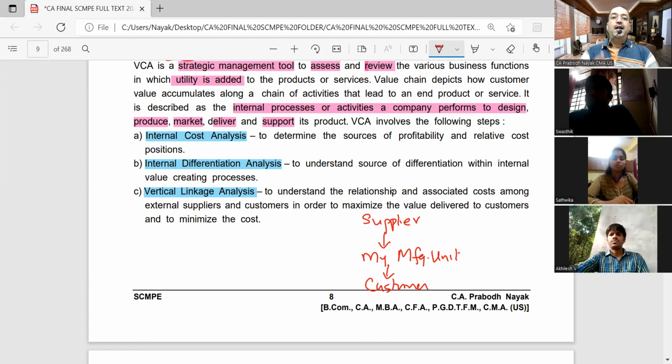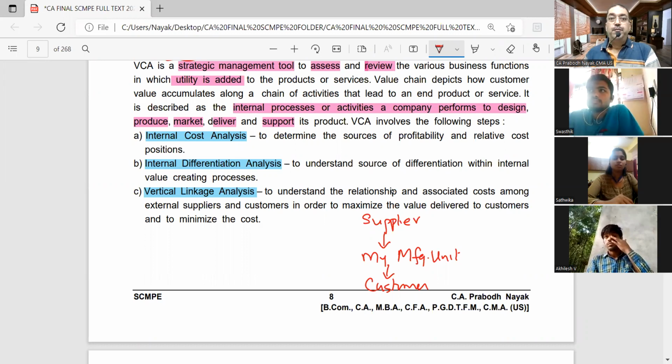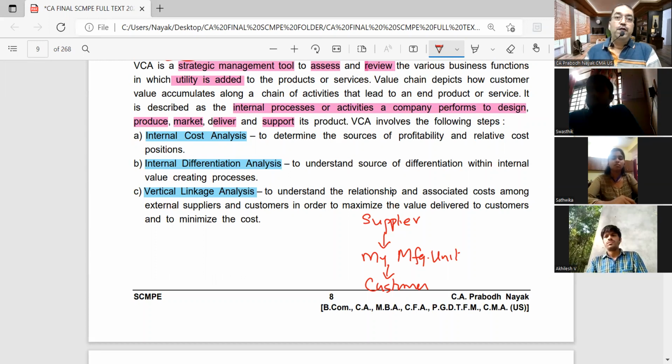Right? So vertical linkage is the relationship between the supplier, my company and my customer: whether my customer is satisfied, whether he is getting timely delivery of goods, especially in the pharmaceutical field, in medicines. Your medicines have to be delivered on time, because patients cannot wait for your transportation. Patients require the medicines when they need them. So you have to see that whenever they have a demand, your supply is there. You are able to supply the goods on time.